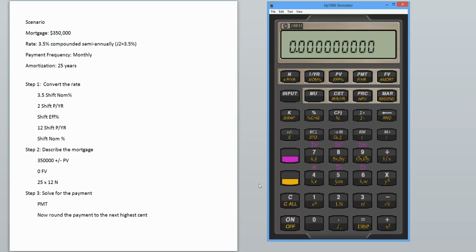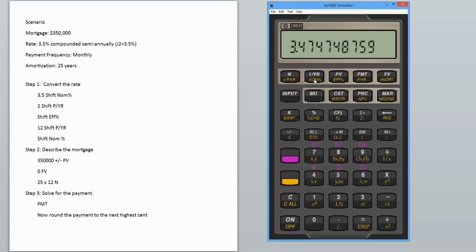So here we go. The first step, we're going to input 3.5 shift NOM. That is the annual rate. 2 shift P/YR tells the calculator there are 2 compounding periods per year. Now we have to convert this rate to its J1 effective annual interest rate. The calculator requires that before it can convert an interest rate to a different frequency. So to summarize, we're taking the J2 rate, converting it to its J1 equivalent, and now we're going to tell the calculator we want to know what the nominal rate is if we had 12 compounding periods per year.